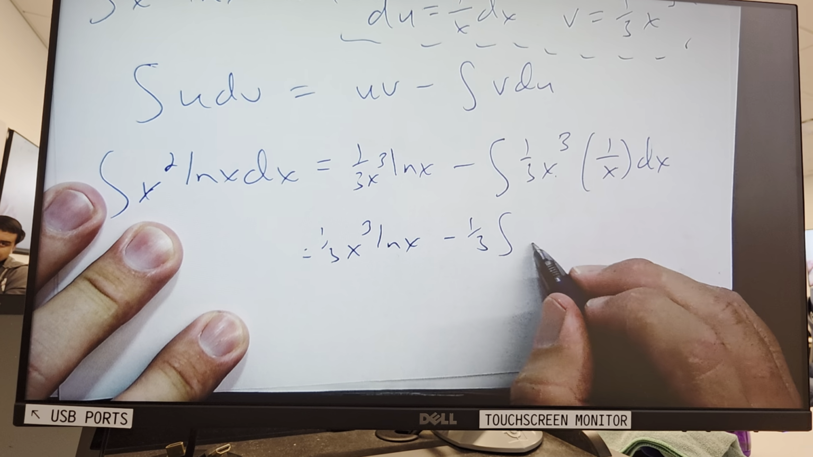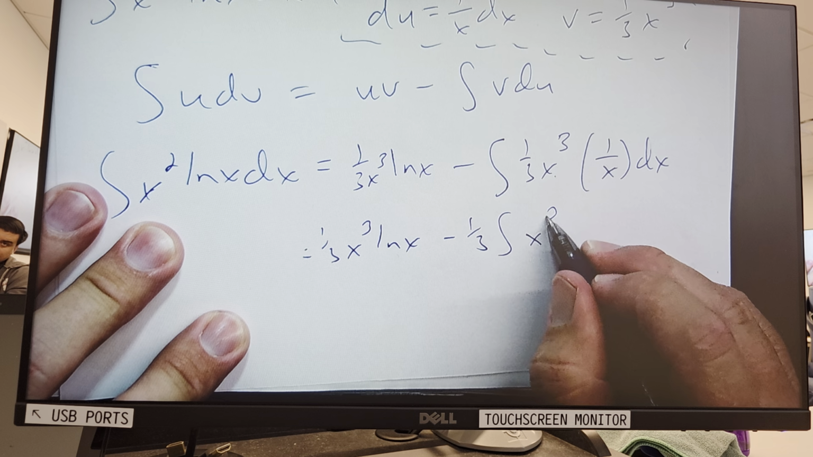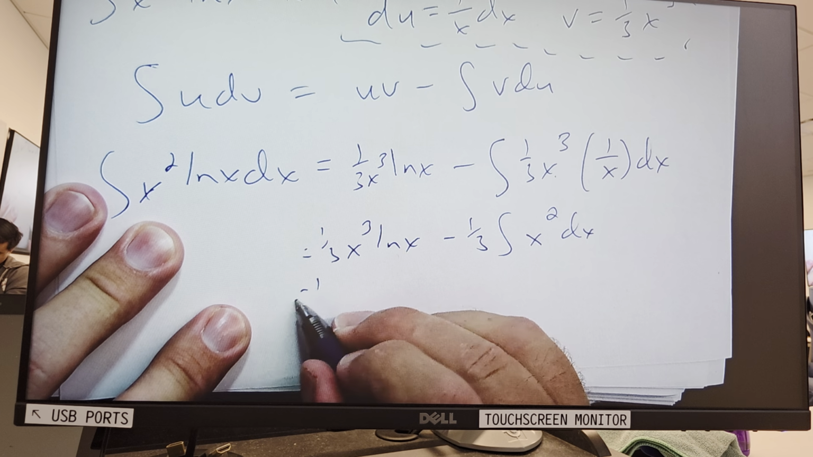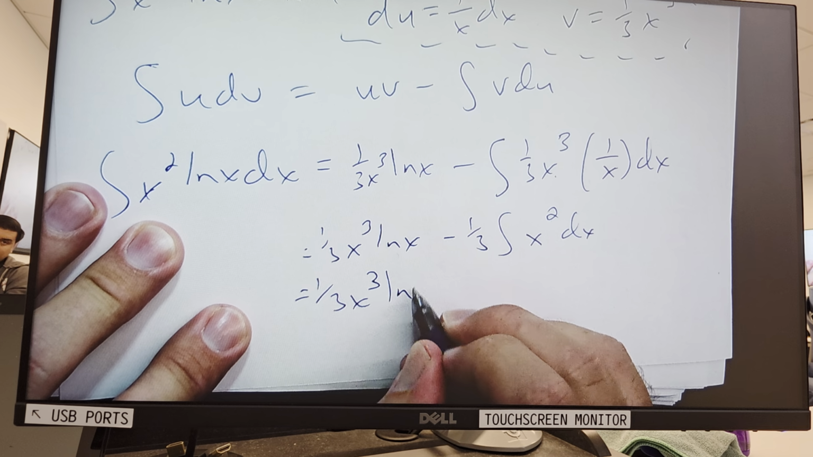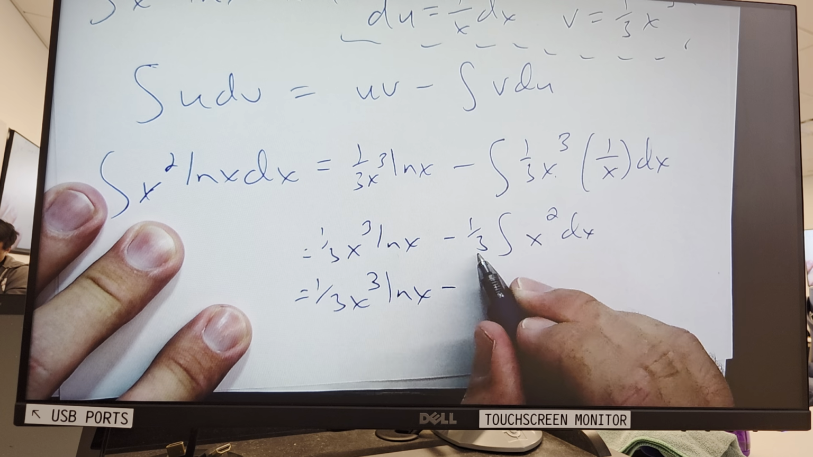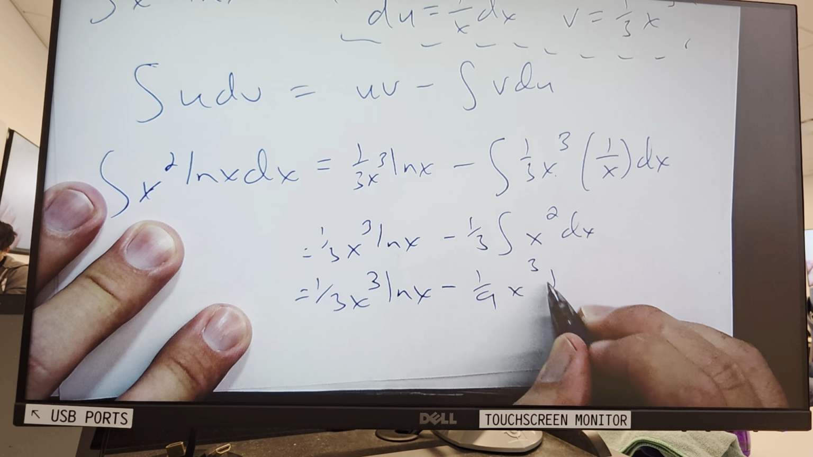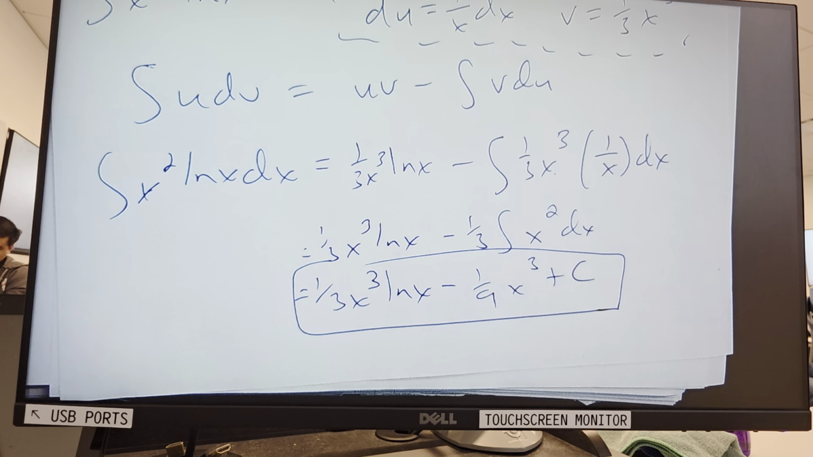What's x cubed divided by x? X squared. There you go. And what's the integral of x squared? 1/3 x cubed. Yeah, 1/3 x cubed times 1/3 is 1/9. Is that cool? Done. Yay. How do I check it? Take the derivative.